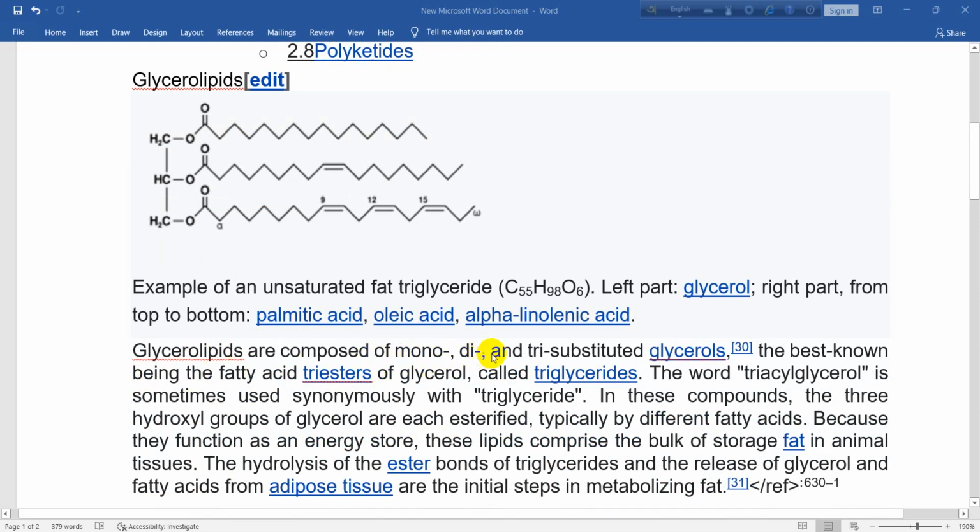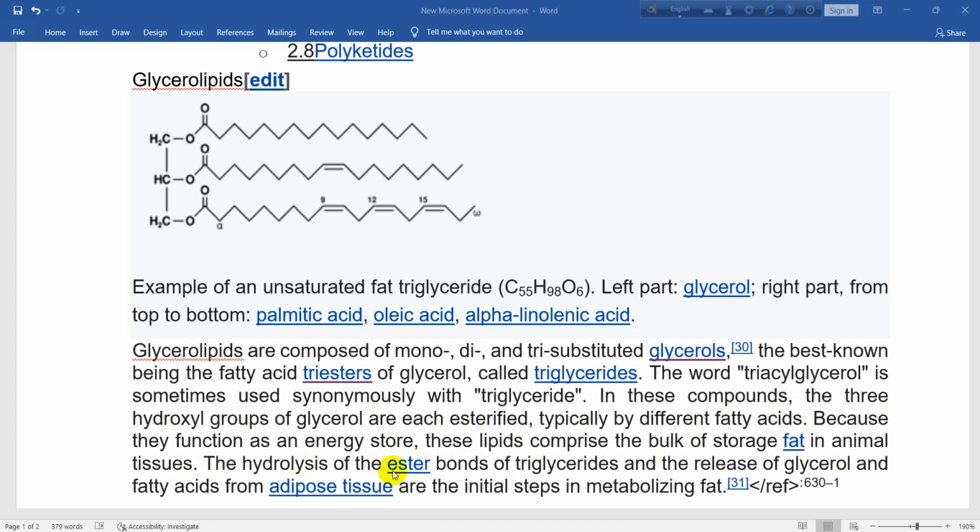Glycerolipids are composed of mono-, di-, and tri-substituted glycerols, the best known being the fatty acid triesters of glycerol, called triglycerides. The word triacylglycerol is sometimes used synonymously with triglyceride. In these compounds, the 3 hydroxyl groups of glycerol are esterified, typically by different fatty acids, because they function as an energy store. These lipids comprise the bulk of storage fat in animal tissues.